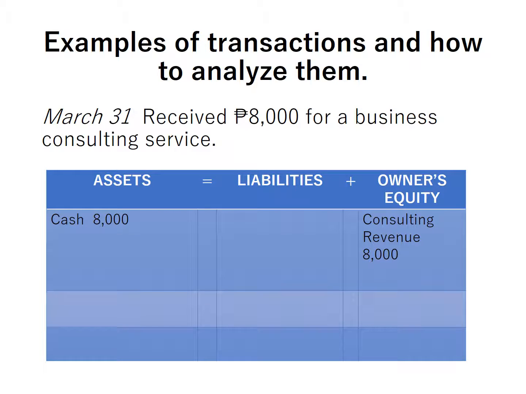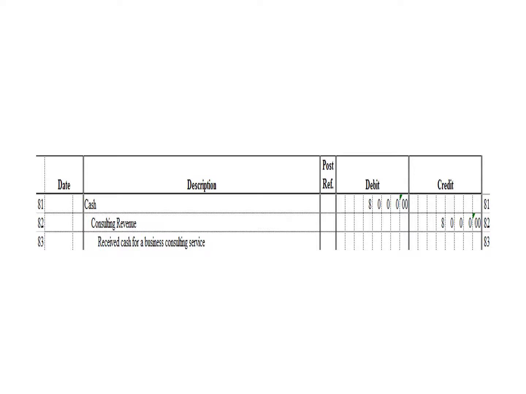March 31, the business received 8,000 pesos for a business consulting service. Cash increased by 8,000 pesos. Consulting revenue increased as well for 8,000 pesos. To journalize the transaction, we debit cash, 8,000 pesos. We credit consulting revenue, 8,000 pesos. The description, received cash for a business consulting service.